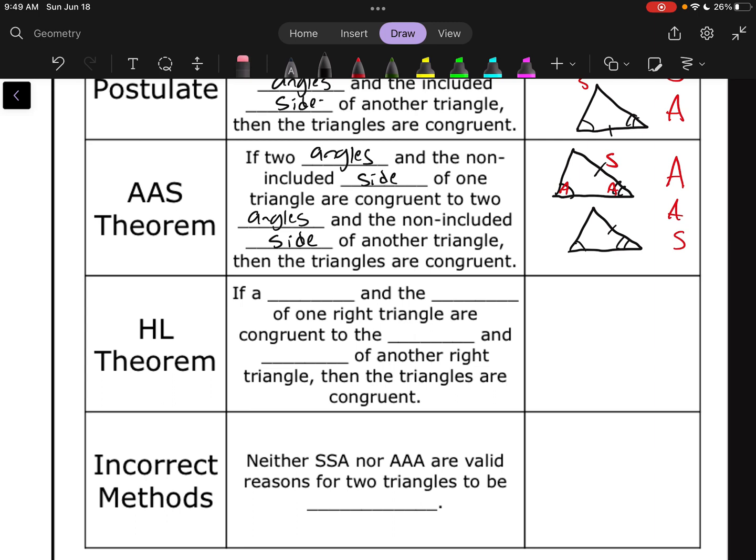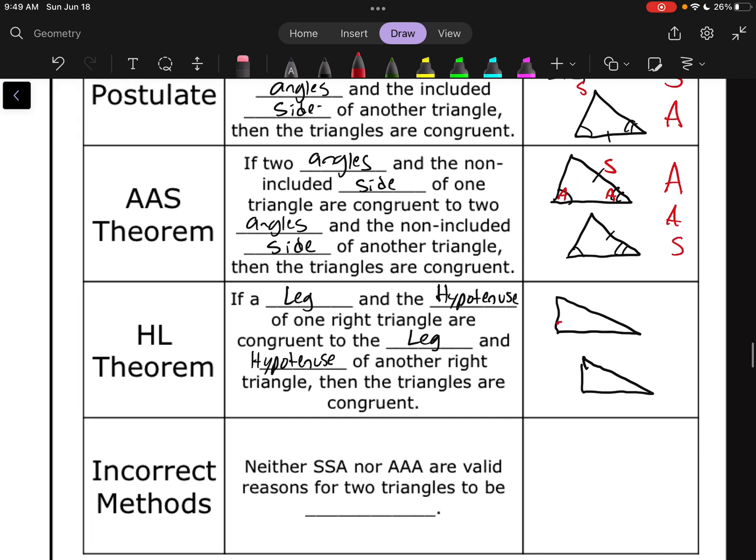Then we've got the HL theorem. The HL theorem says if a leg and a hypotenuse of a right triangle are congruent to the leg and the hypotenuse of another right triangle, then the triangles are congruent. So this theorem works for right triangles and only right triangles.